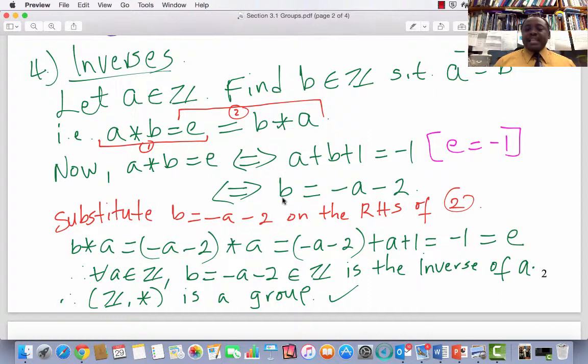To confirm that indeed B is the inverse of A under the operation star, we have to verify that number 1, B is an element in Z, and number 2, equation 2 holds. Clearly, A is an integer, so negative A minus 2 is an integer, so B is an integer. We now have to verify that B star A actually equals E.